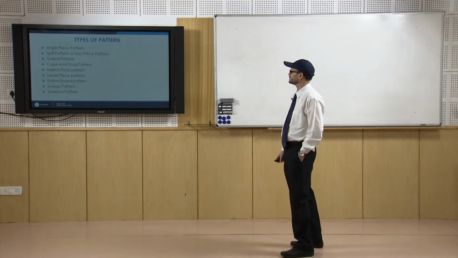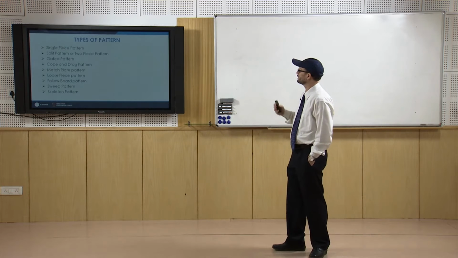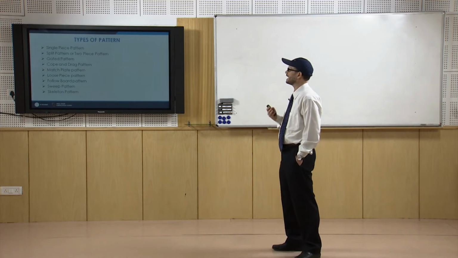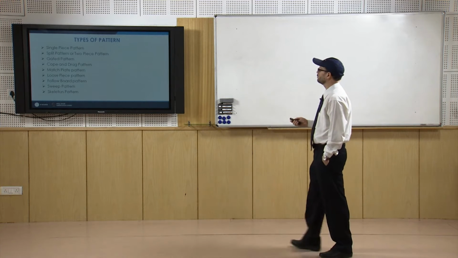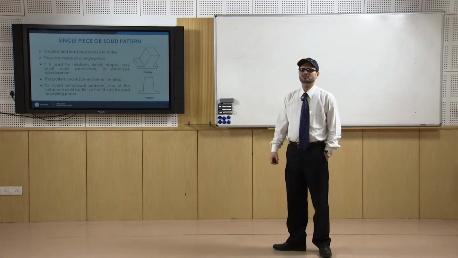So, let us discuss first about the different types of pattern, and in that category we have these many varieties of the types of pattern like single piece pattern, split pattern or two piece pattern, gated pattern, cope and drag pattern, match plate pattern, loose piece pattern, follow board pattern, sweep pattern and skeleton pattern. Now, let us see one by one what are these patterns.